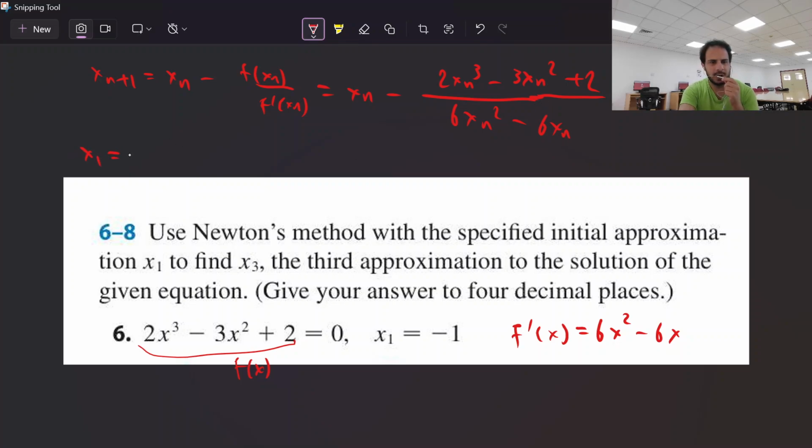Now we have x1. x1 is minus 1. Here you need to be careful. When you substitute minus 1, you need to put parentheses, because minus 1 squared, for example, is it the same as (minus 1) squared? No. So when needed, you need to put parentheses. For example, here we have xn squared. This one is the correct one, (minus 1) squared with parentheses. Without parentheses, you get minus 1. With parentheses, you get 1. Okay? Be careful about this.